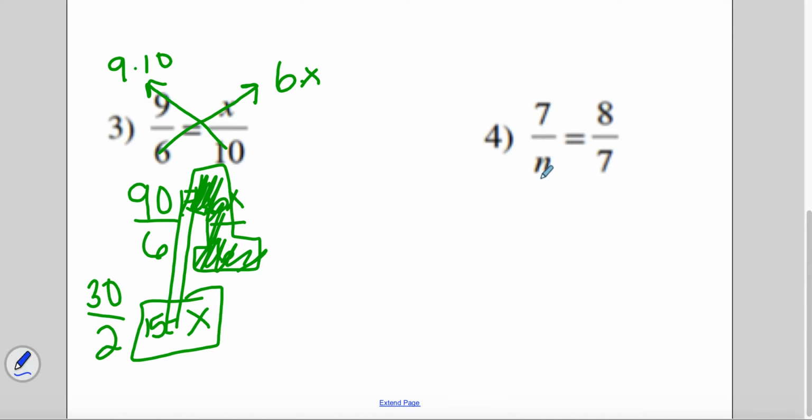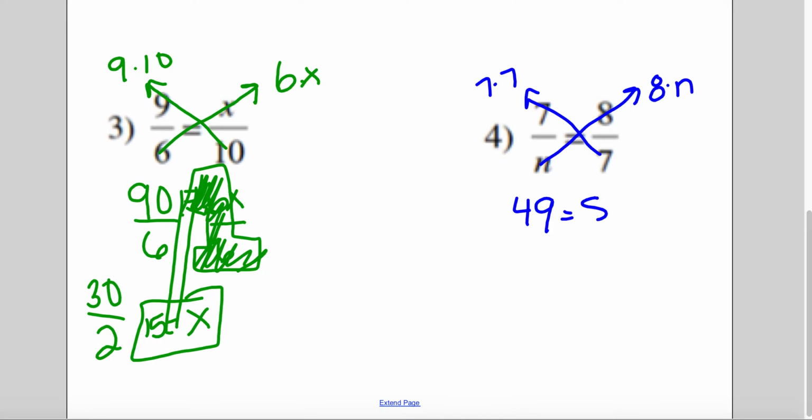Last but not least, again, always feel free to hit pause if you want to try it before I get to the answer, just to see if you know what you're doing. In this case, I need to multiply like this, so I am going to take this 8 times n on this side. Over here, I'm going to take 7 times 7. I'm then going to be left over with 49 on this side and 8n over here. With my railroad tracks, I need to solve this problem, so I'm going to divide both sides by 8.